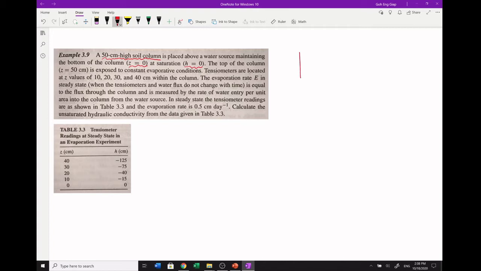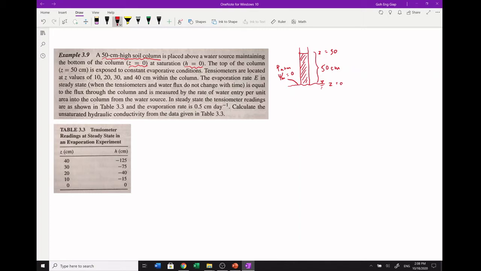So you have a column which is 50 centimeter, and then at the bottom of the soil you have water, in contact with the water. So this is the soil, 50 centimeter. That's what it means. So the pressure here, Wm equals 0. So it means it's atmospheric pressure. So the Z starts from here, Z0. So here is Z50.